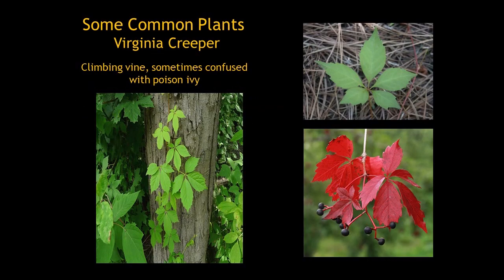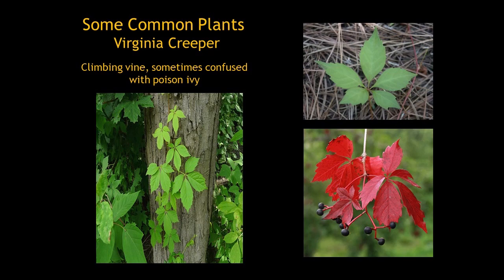Next we have Virginia creeper. It's another one of those climbing vines, and sometimes it's confused with poison ivy because the two lower leaves sometimes break off, and then you've got those three sitting there whorled out that look like poison ivy. But it's best, like I say, it's a vine, leave it alone. You may not know for sure.